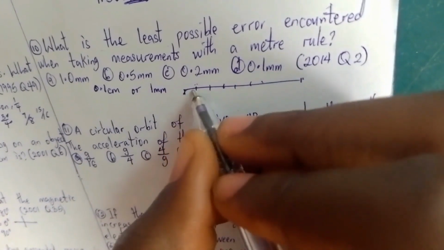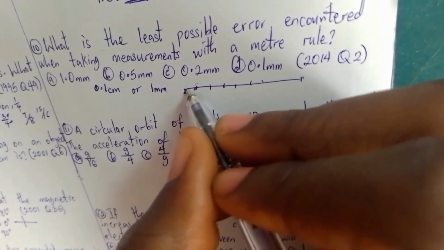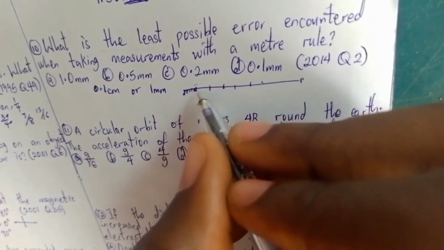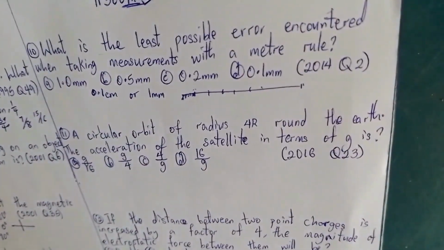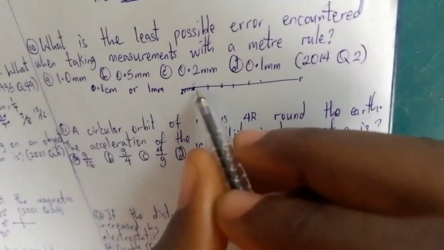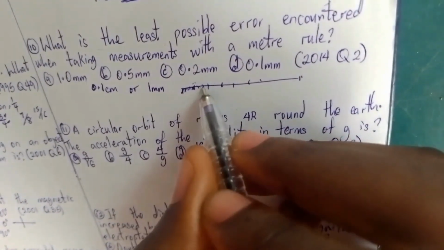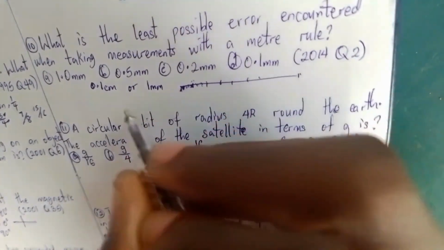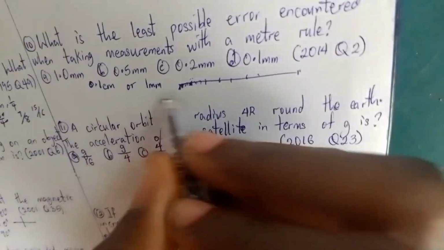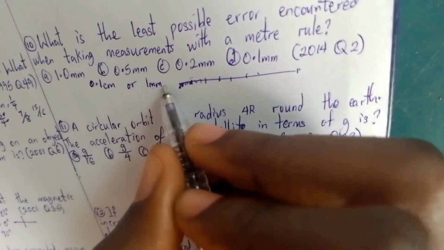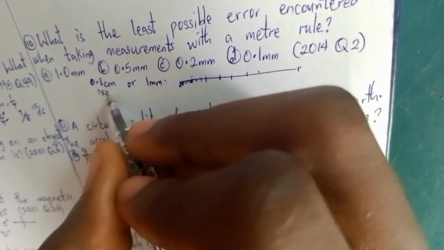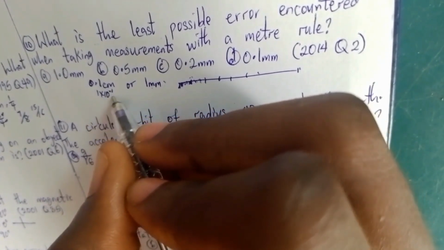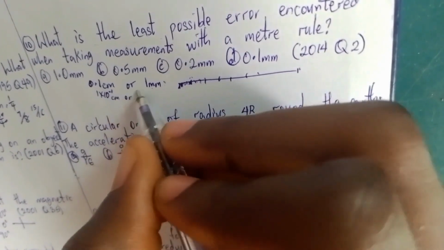Between them, we still have sub calibration whereby we have 0.1, 0.2, 0.3, 0.4, 0.5, 0.6, 0.7, 0.8, 0.9. Then we get to 1, 1.1, 1.2, 1.3, 1.4, 1.5. All those are sub-calibration, and each of them is 0.1 centimeter. And we all know that 0.1 centimeter is the same thing as 1 millimeter, just like saying 1 times 10 raised power minus 1 centimeter or 1 millimeter.